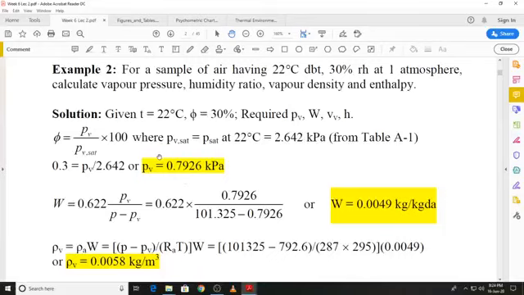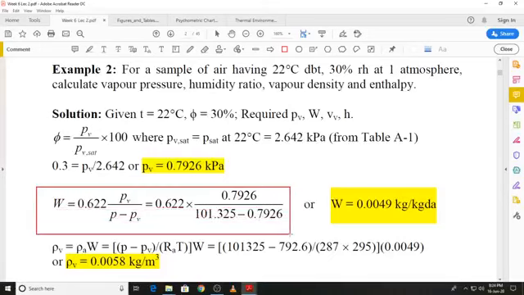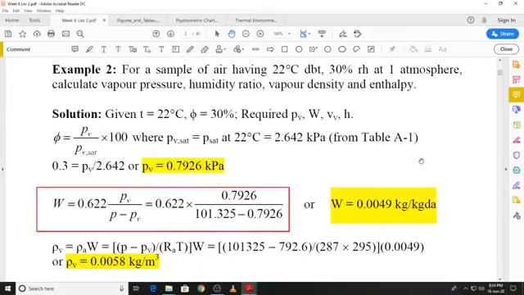The next property that is required is the humidity ratio, and once we have the total pressure and the partial pressure of water vapor, it's a straightforward insertion of the values in the given expression, which has been done over here, and that gives you the humidity ratio of 0.0049 kilogram per kilogram dry air.